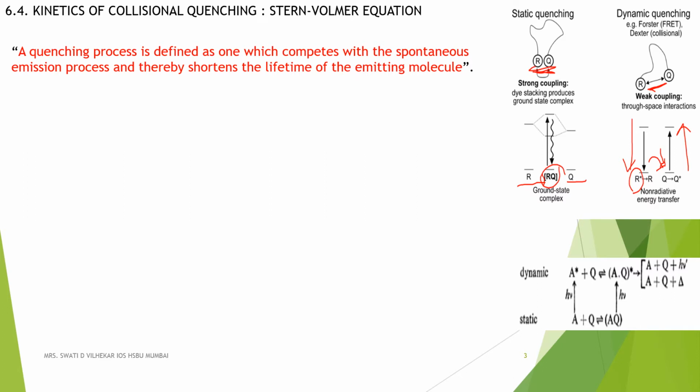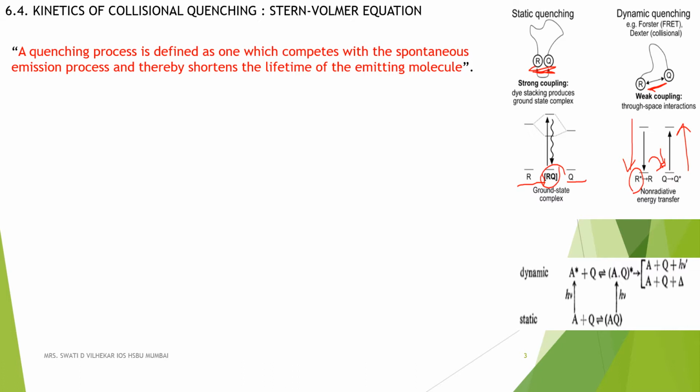Quenching is nothing but the decrease in the fluorescence intensity. As we know, when the fluorescent molecule, or the excited molecule which is in the first singlet state, is coming to the ground state, the radiation it is emitting is the fluorescent radiation, and a decrease in that fluorescent radiation is called the quenching process.